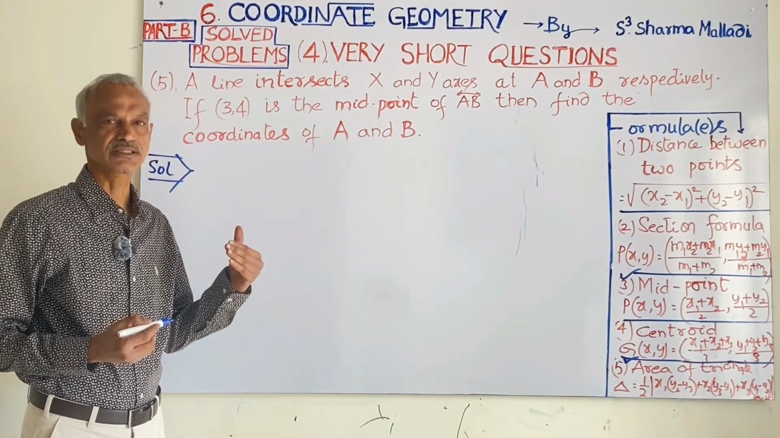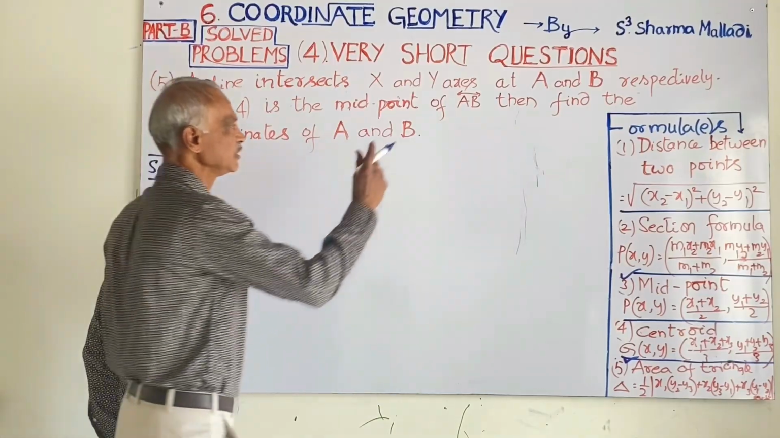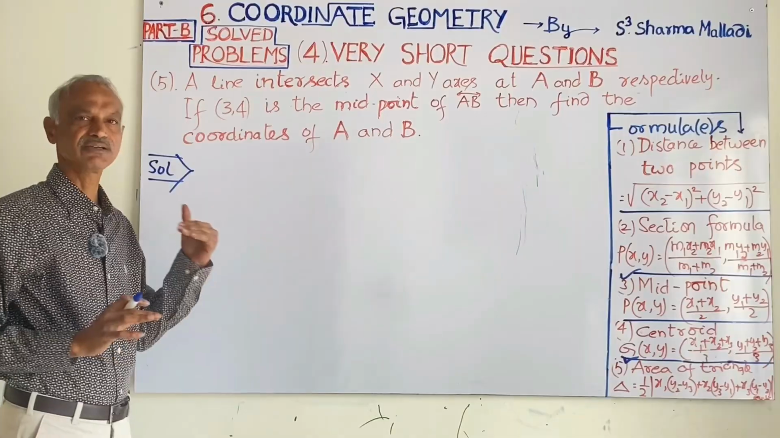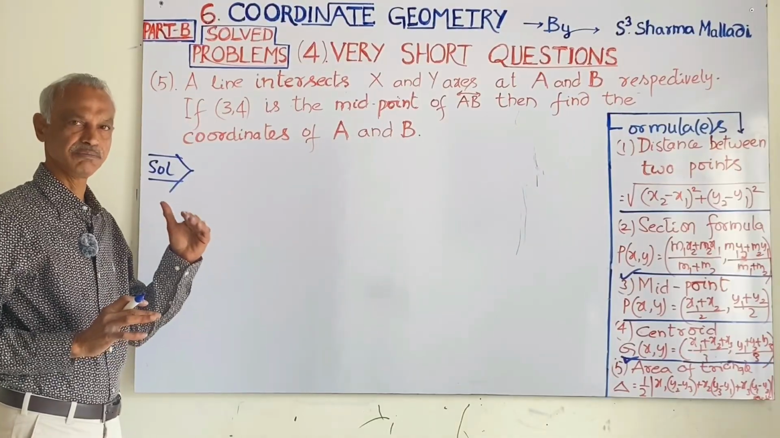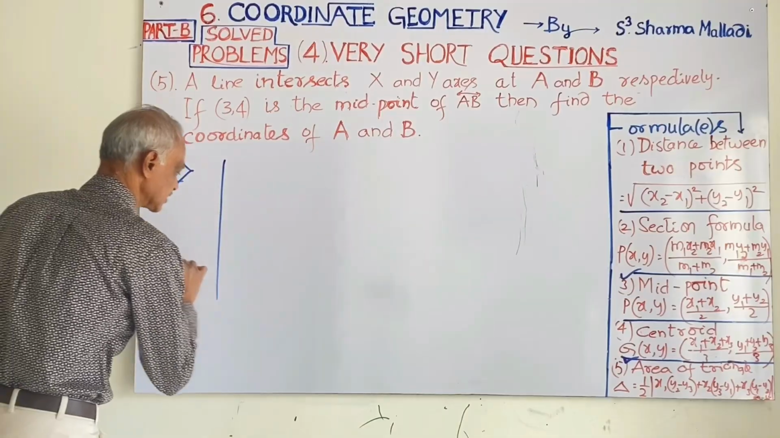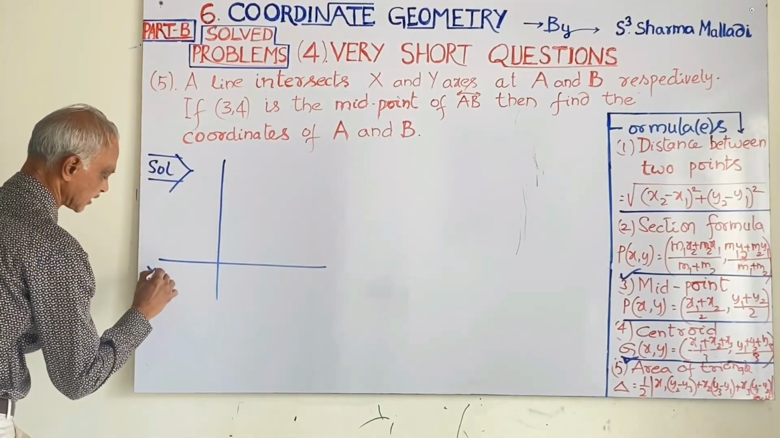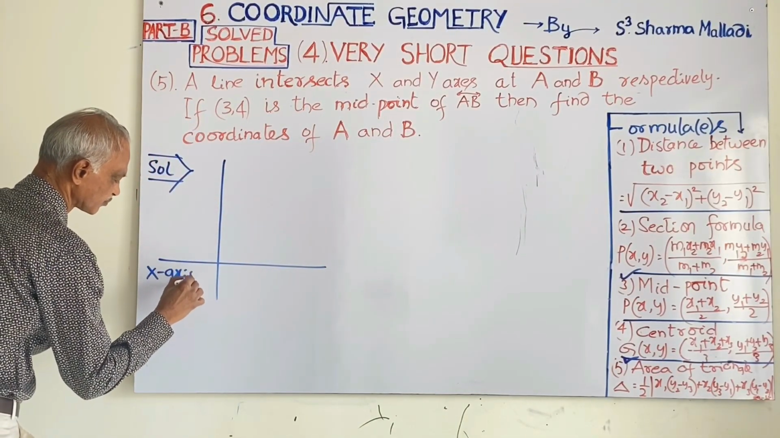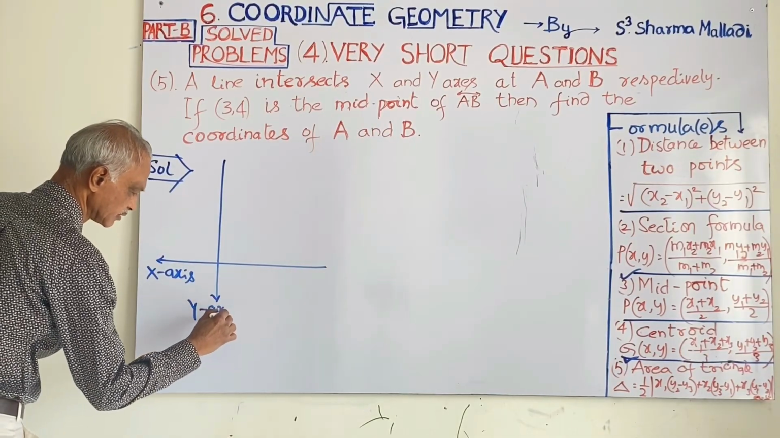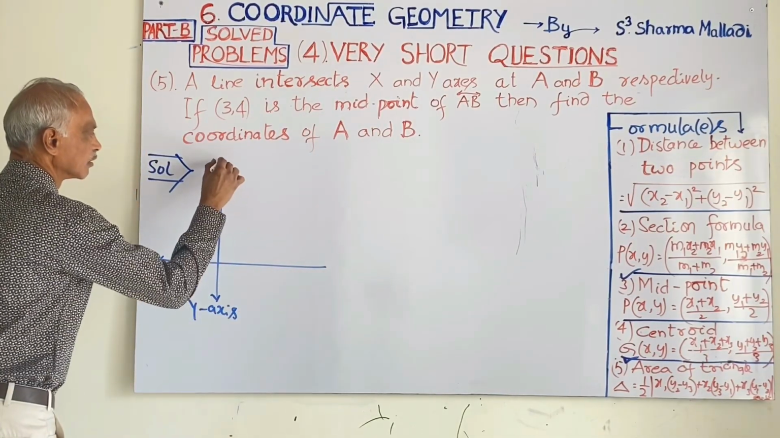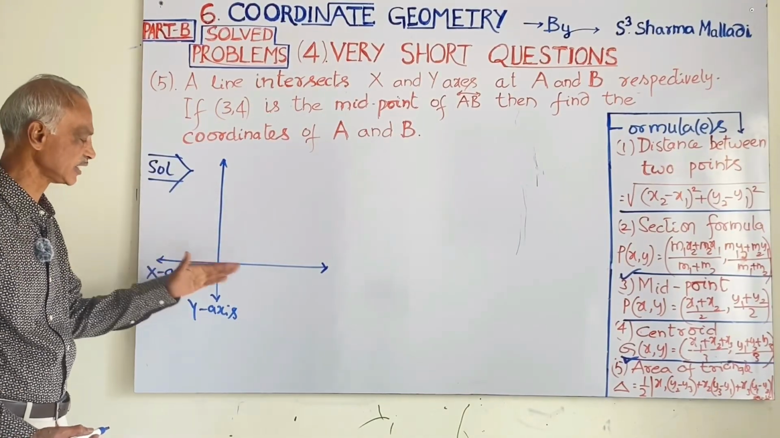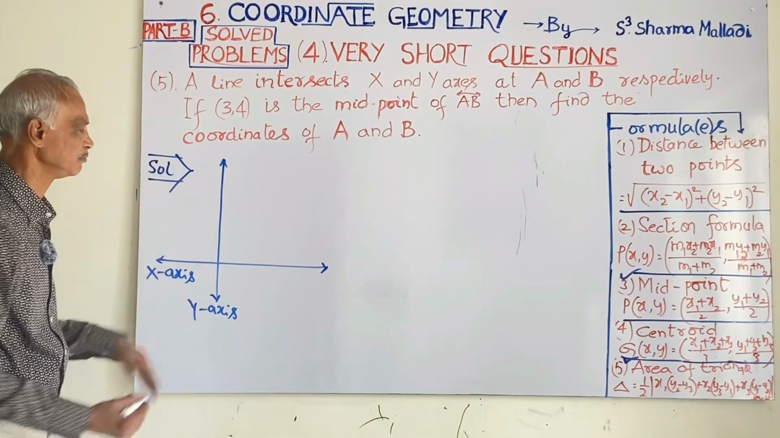A line intersects x and y axis. Line means AB. This line AB intersects x and y axis at A and B respectively. First you draw x and y axis. This is x axis and this is y axis. A straight line intersects x and y axis at A and B.